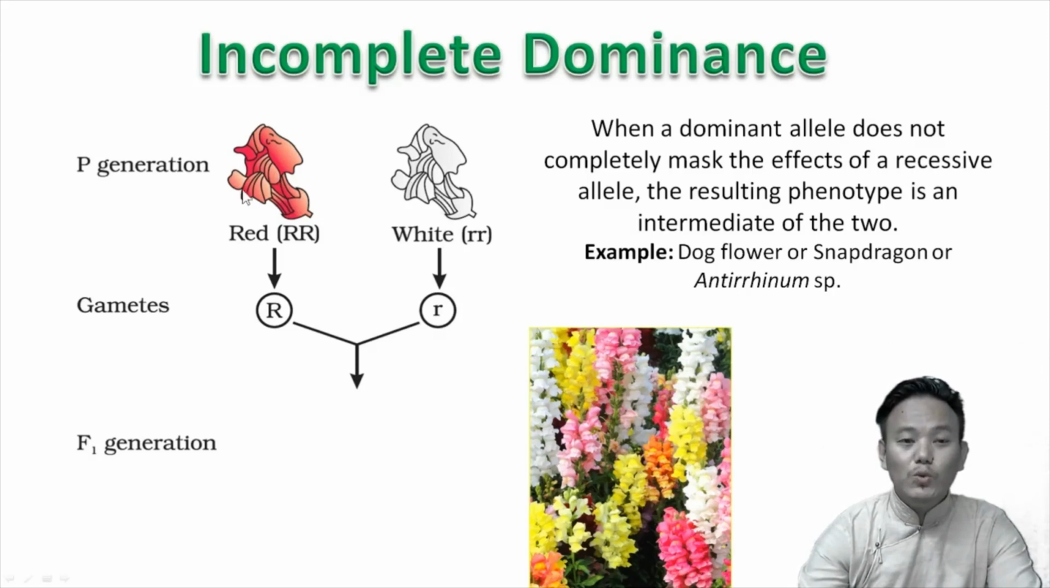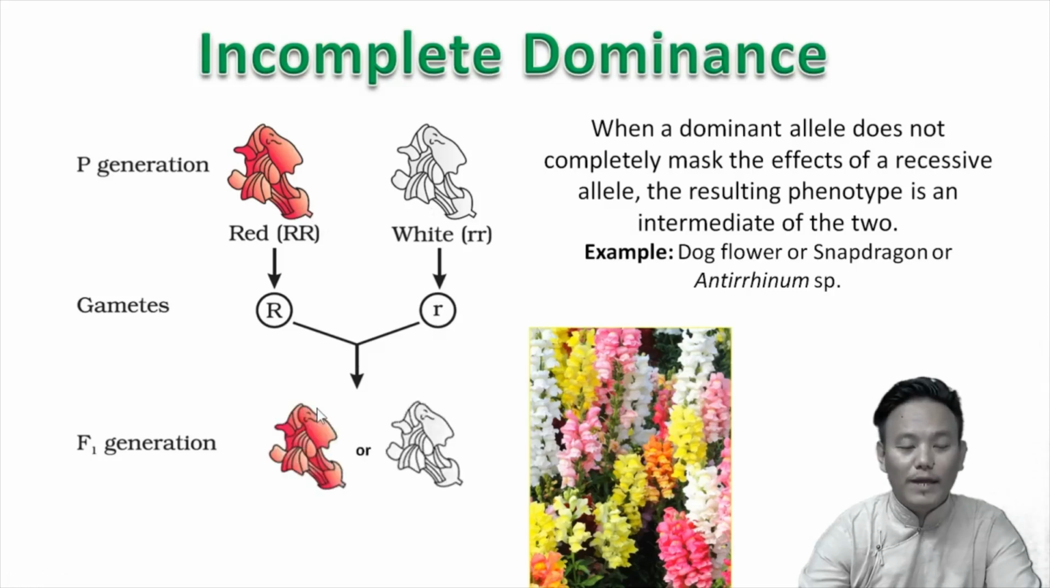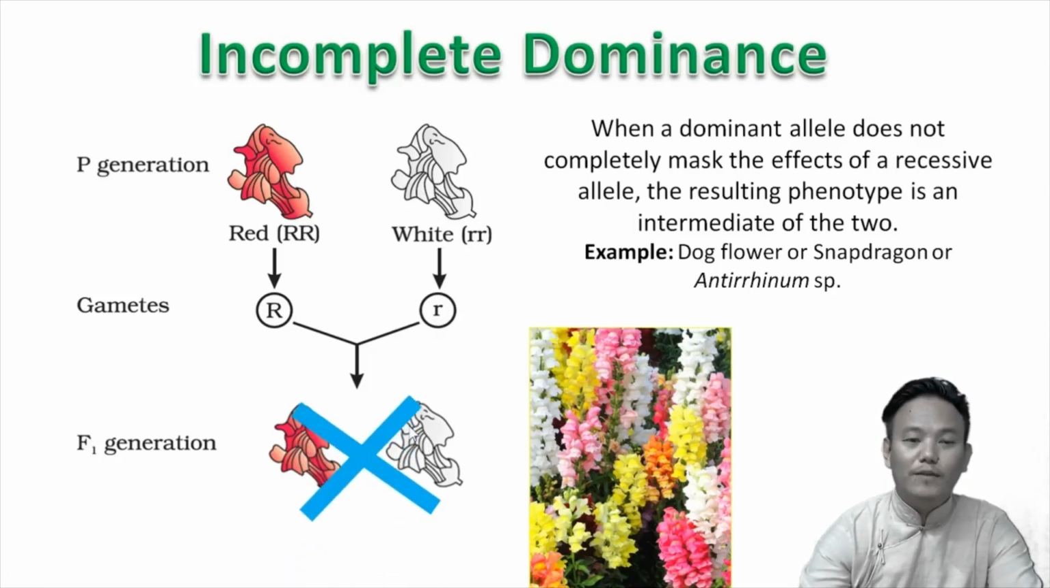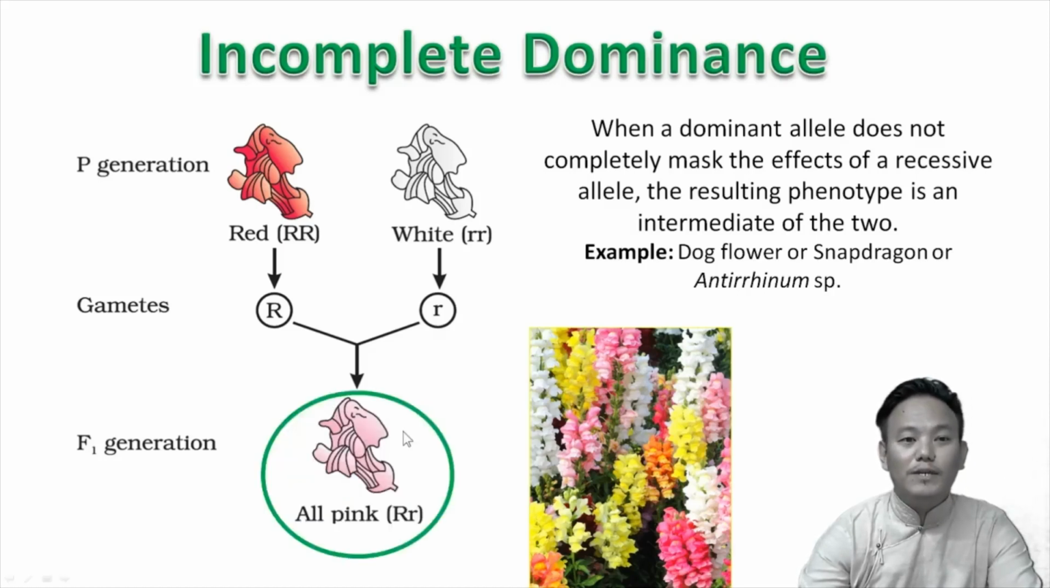When these two individuals are crossed, if the Mendelian law of dominance were true for this plant, the F1 generation offspring should have been either white or red, depending upon complete dominance. If red were completely dominant over white, the F1 generation would have been all red. If white is completely dominant over red, the F1 generation should have been all white flowers. But it is not true in the case of the snapdragon plant. What we observe in the snapdragon plant is that all the F1 generation were pink flowered.